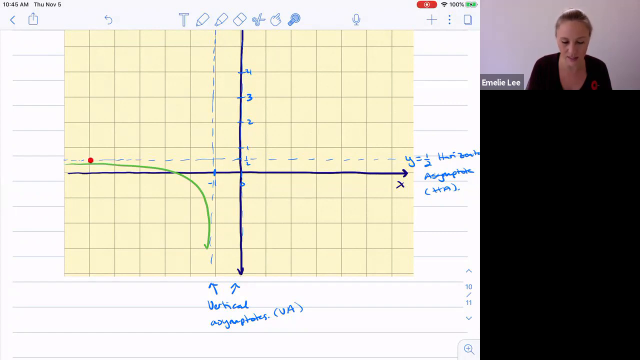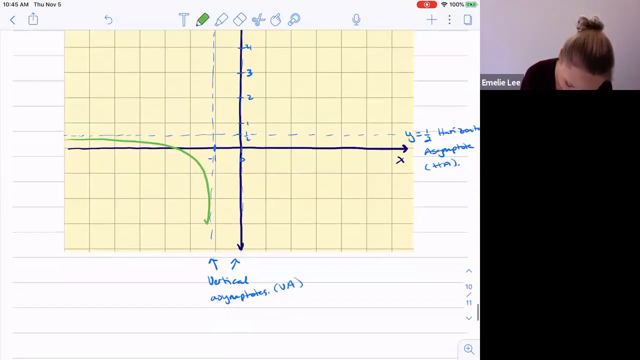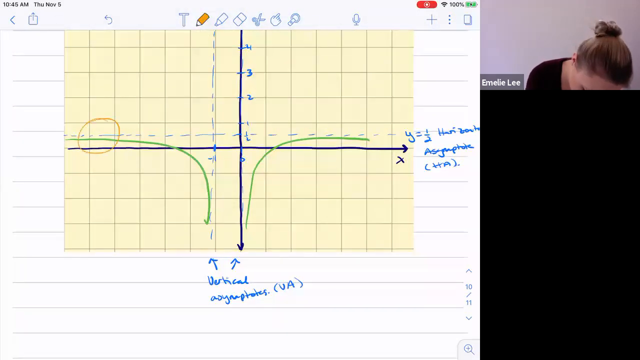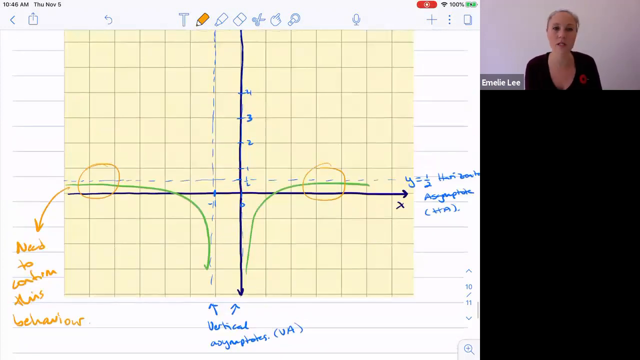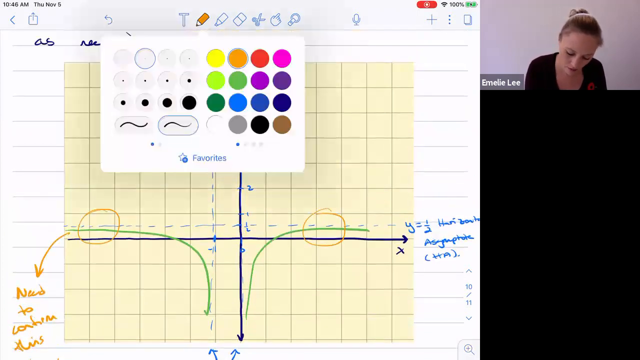So typically what happens is it is pushed up against the horizontal asymptote. And same thing on this side, it's going to be pushed up against the horizontal asymptote. We're going to confirm it by picking some points and some values. But here, it's going to go kind of like this. Okay. Need to confirm this behavior. Okay. But I'm just sketching it right now.